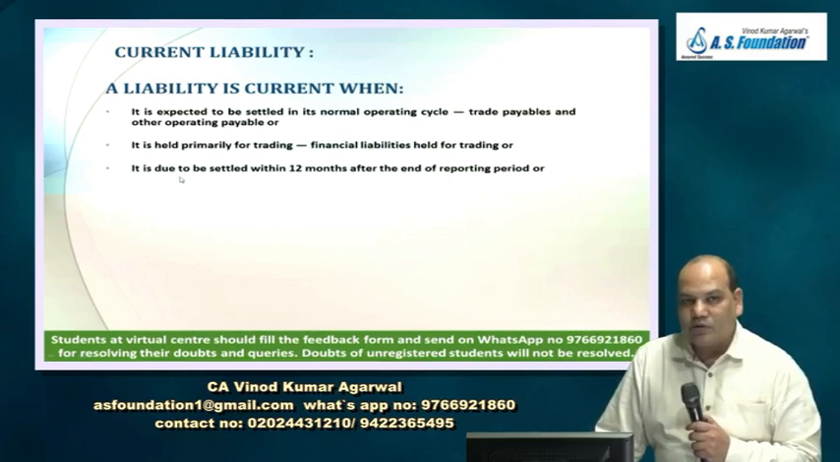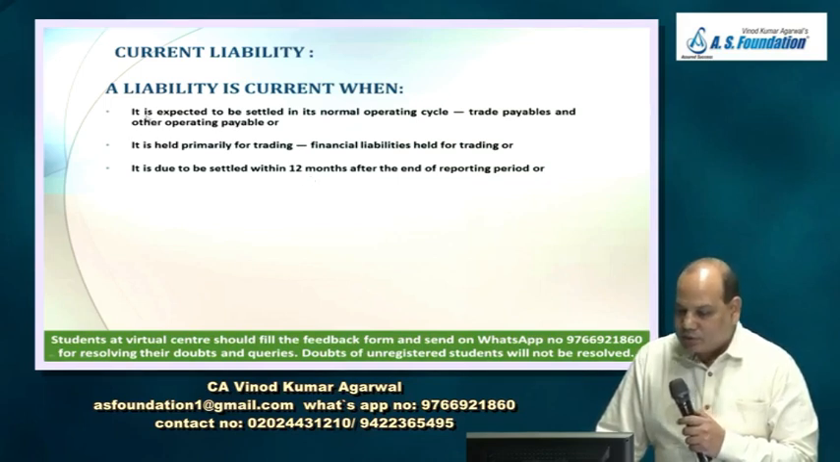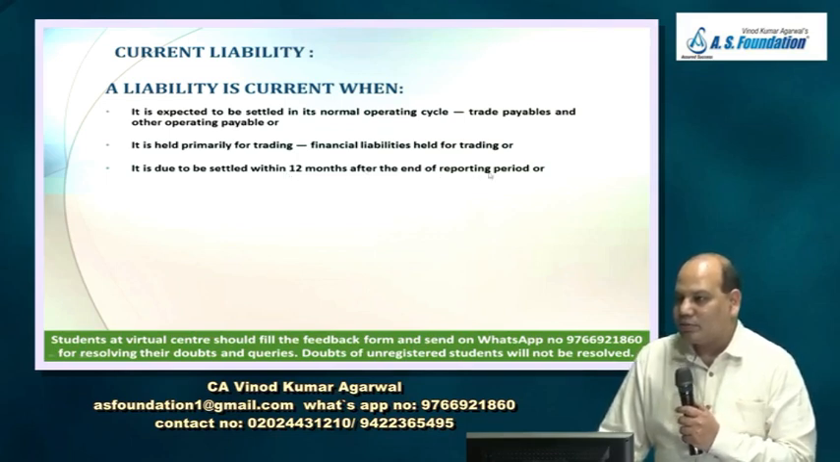Third definition is the most popular one. It is due to be settled within 12 months after the end of the reporting period. Underline after the end of the reporting period, not from the date of the invoice. Now, point number 1 is expected to be settled in its normal operating cycle, and point number 3 is due to be settled within 12 months after the end of the reporting period.